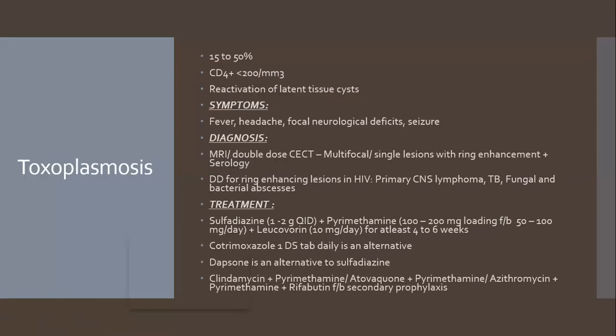Treatment for toxoplasmosis will be again cotrimoxazole. Right? Remember, one double strength tablet daily. Or I told you if cotrimoxazole is allergic, you can give dapsone. But the actual treatment will be sulfadiazine plus pyrimethamine. Just know the names. Sulfadiazine, pyrimethamine plus leucovorin for 4 to 6 weeks. Leucovorin is nothing but vitamin B6 pyridoxine. Sorry, folinic acid. Leucovorin is folinic acid, B9. Sorry. Okay.